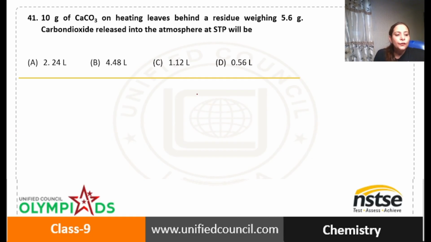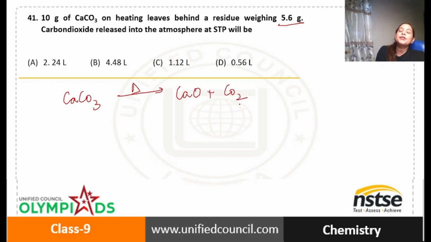10 grams of CaCO3 on heating leaves behind a residue weighing 5.6 grams. So CaCO3 is being heated. What is CaCO3? Calcium carbonate, also called limestone or marble. When you heat it, it gets decomposed. So basically it shows a decomposition reaction, breaking down into calcium oxide and carbon dioxide.